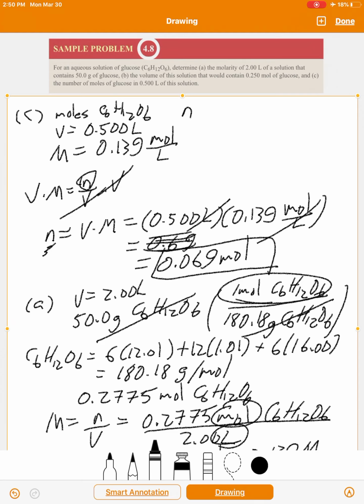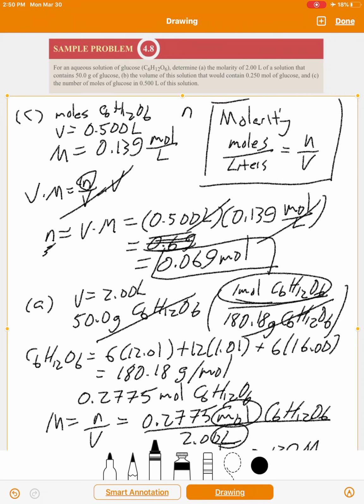And there you go. We got it. Part A, B, and C. It's all based on this idea of molarity. The important part of this is this moles over liters. So that's n over V. Using that equation, we can do all sorts of calculations.